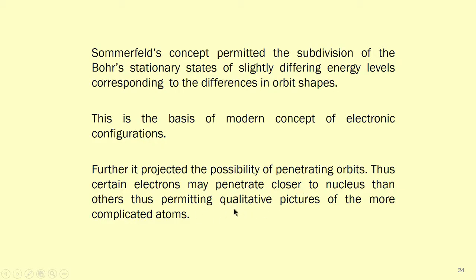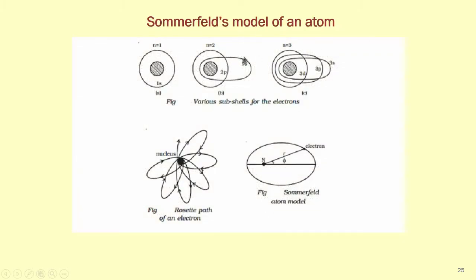So, we have some sort of a qualitative picture of the more complicated atoms also. This is Sommerfeld's model of an atom, and you can see that when n is equal to 1, the orbit is exactly circular. Actually, the orbit is circular, but the space around the nucleus is spherical. That means you will be able to find the electron all over this space, but not beyond this space, where I have defined a circle.